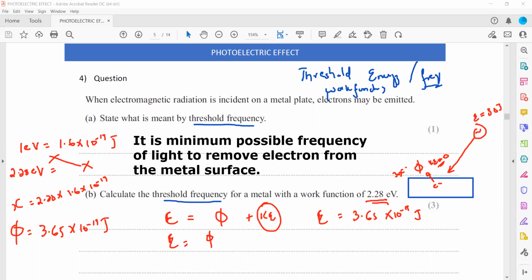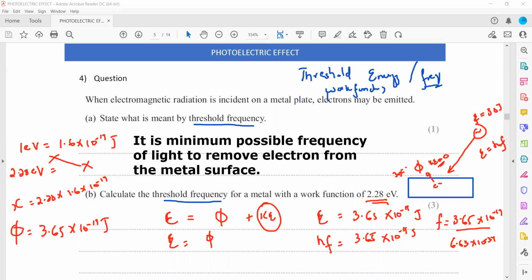So what is the frequency we need? We have the formula: the energy of the photon is also E equals hf. So in place of this E, I can write hf. So hf is equal to 3.65 into 10 to the power minus 19. And h is Planck's constant, which is a fixed value. This Planck's constant will go there in division. So frequency is equal to 3.65 into 10 to the power minus 19, the work function, divided by the Planck's constant, which is 6.63 into 10 to the power minus 34.